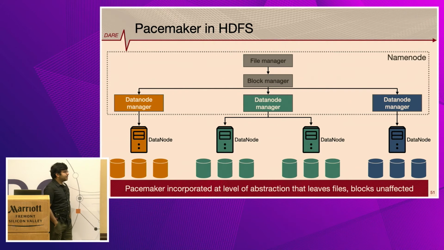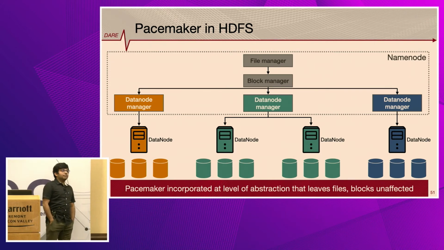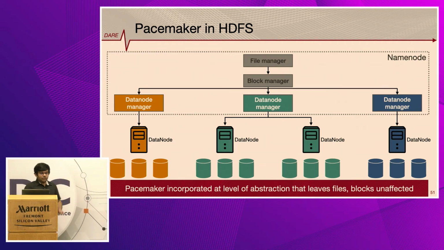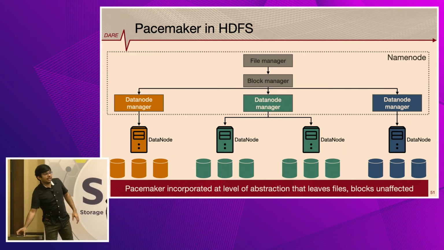By introducing this distinction at the data node manager level, the files and the blocks of HDFS remain unaffected. And you can transparently start using disk adaptive redundancy without the files or the clients or the metadata having to know anything about it at the file level. Okay, so this is all about disk adaptive redundancy using HeART and Pacemaker.